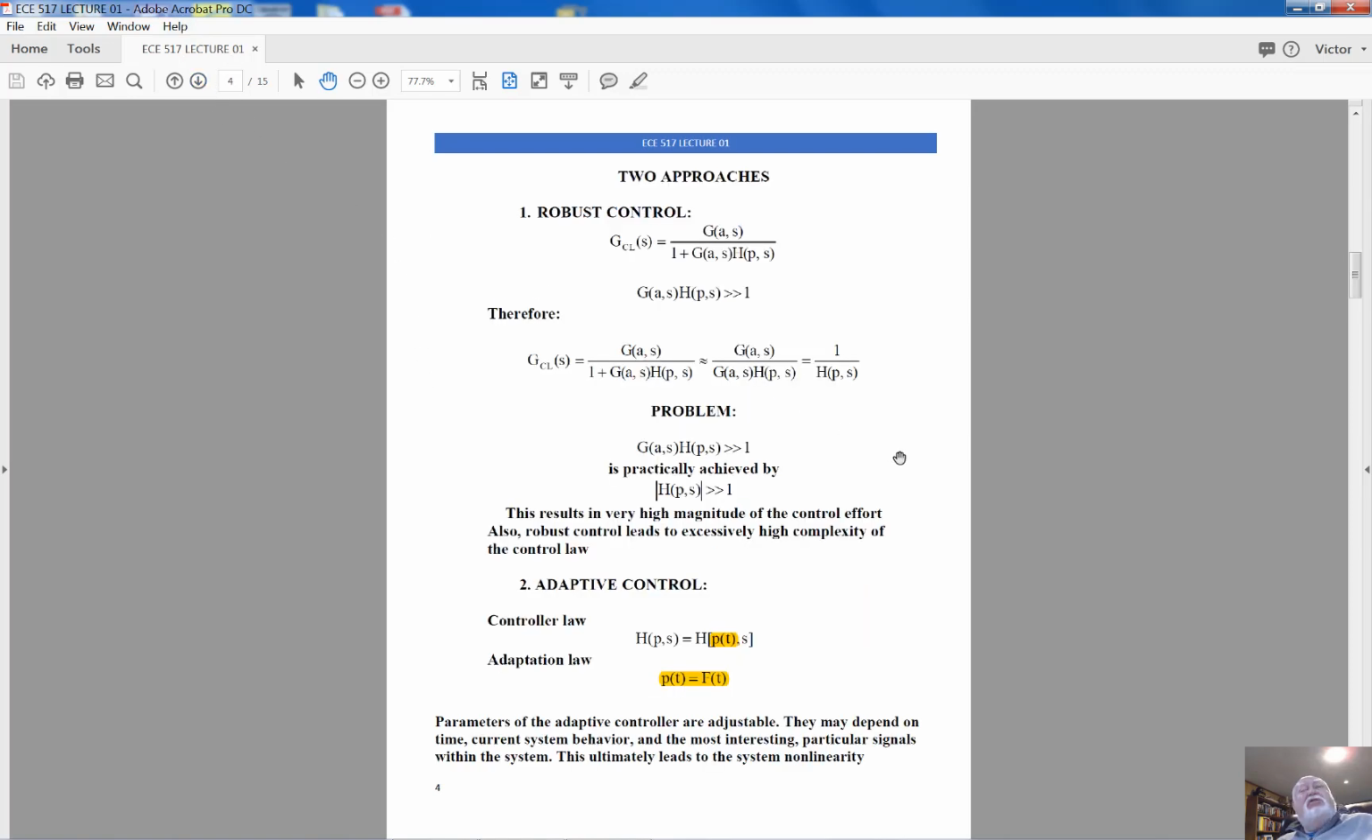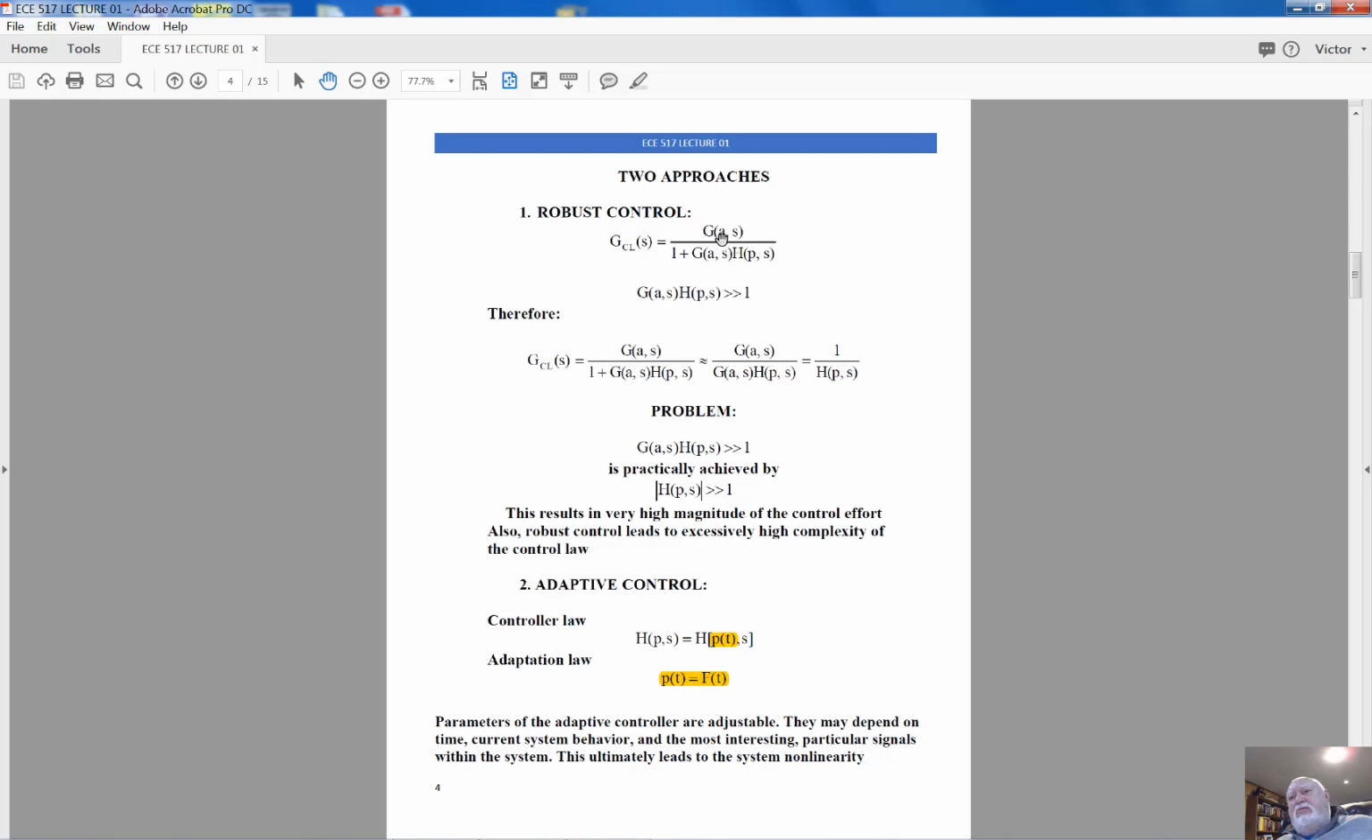And there are two approaches to address this problem. It's a serious problem. The first approach is robust control. Robust control is a highly mathematical approach, but I will present you a simplified version of robust control. Look, this is the closed-loop system transfer function of a system. Transfer function of the control plant is G_A(S).